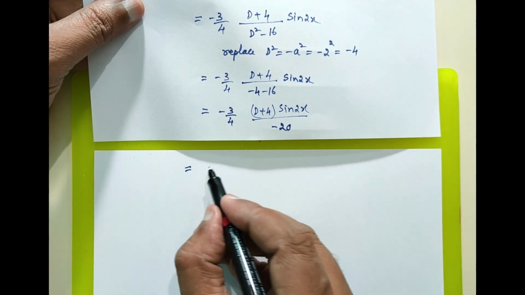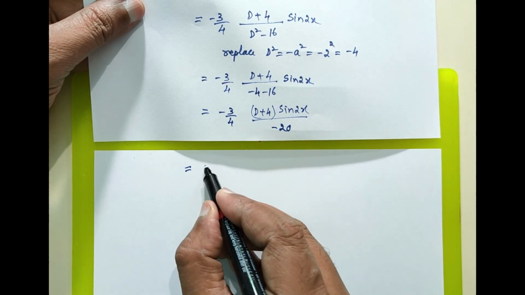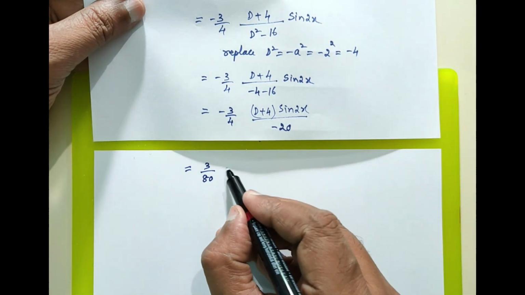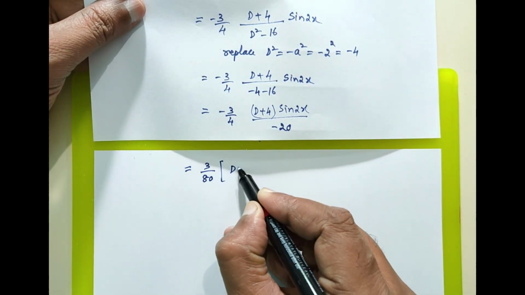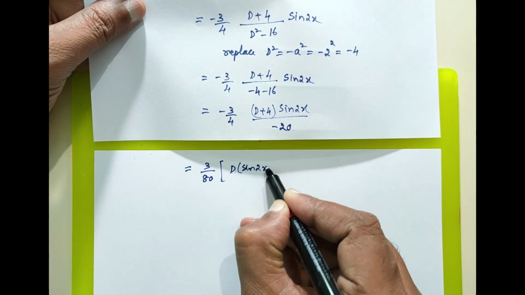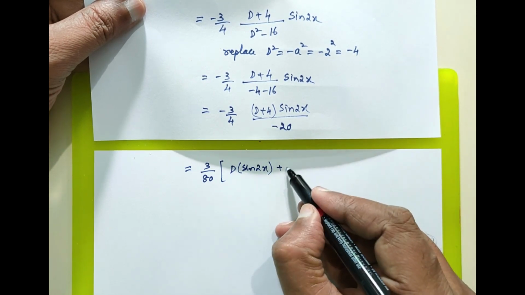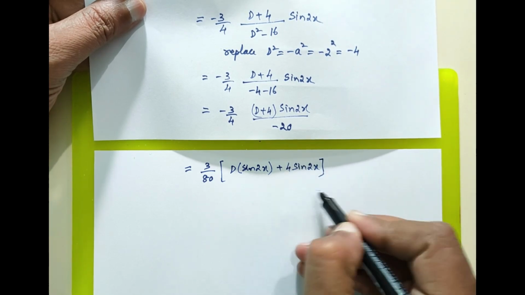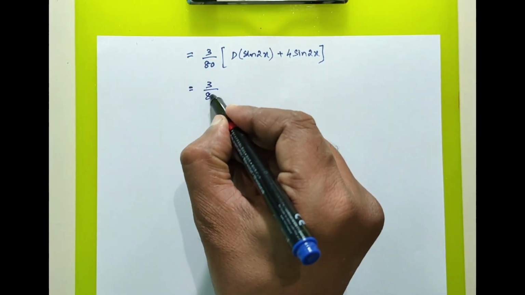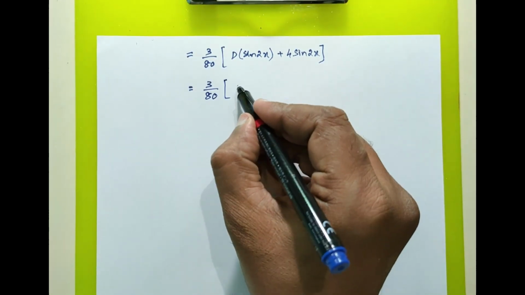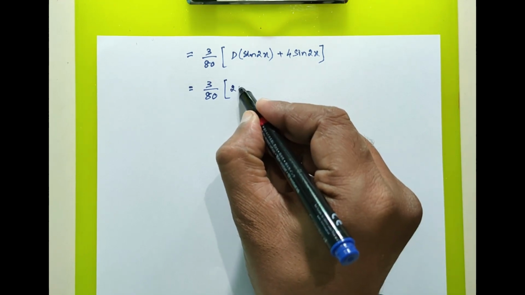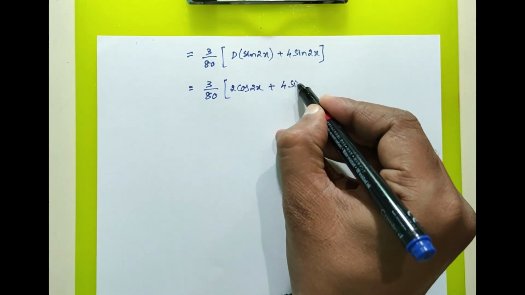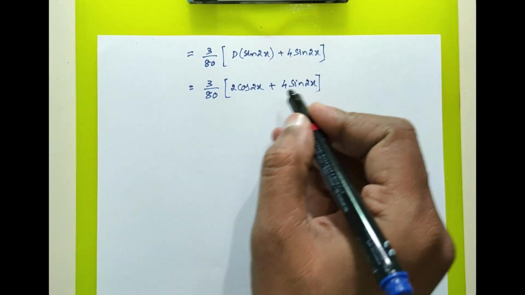So you can just multiply this value. Minus of minus will become plus. So it is 3 divided by 80. Now multiply this d with sine. So you will be getting d times sine of 2x plus 4 times sine of 2x. Let us simplify this one. 3 by 80 as it is. So differentiation of sine 2x will be 2 times cos 2x plus 4 times sine of 2x.